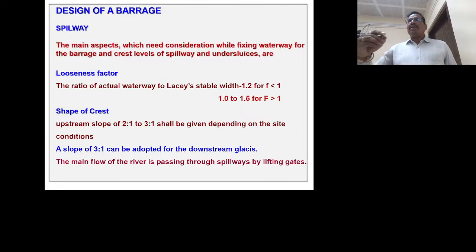Shape of the spillway crest: the upstream slope should be 2 is to 1 and the downstream slope should be 3 is to 1, for making the rapidly varying flow. Otherwise a sudden drop will be there. So to reduce that, 2 is to 1 on upstream and 3 is to 1 on downstream. The shape of the crest we have to consider.